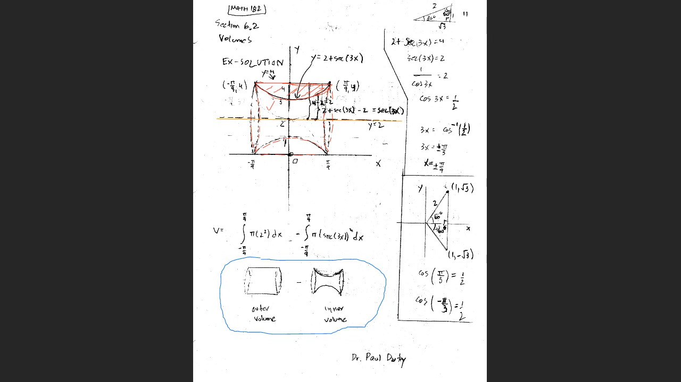Okay, so what I do here, by the way, is I try to justify why, like you see the coordinates here. This coordinate here is pi over 9, comma 4. And this coordinate here is negative pi over 9, comma 4. So why is that? Well, that's the intersection of the two curves. So if 2 plus secant of 3x equals 4, we'll end up getting that cosine of 3x equals a half. 3x then would equal the arc cosine of a half.